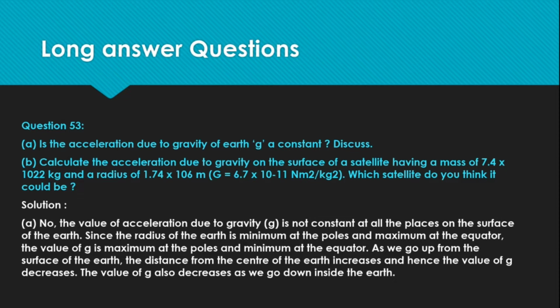So when we go to the poles, the Earth is not exactly round, so the radius becomes less. As the radius becomes less, the acceleration due to gravity increases, but at the equator the radius is more than that of the pole, so the acceleration due to gravity decreases here. And even if we are not at the surface of the Earth, say 10 meters above the surface, then also the gravity will not be the same because the distance is increasing from the center of the Earth.